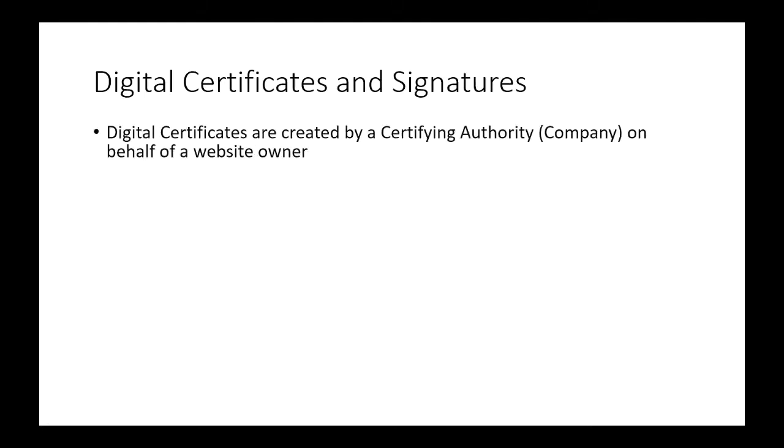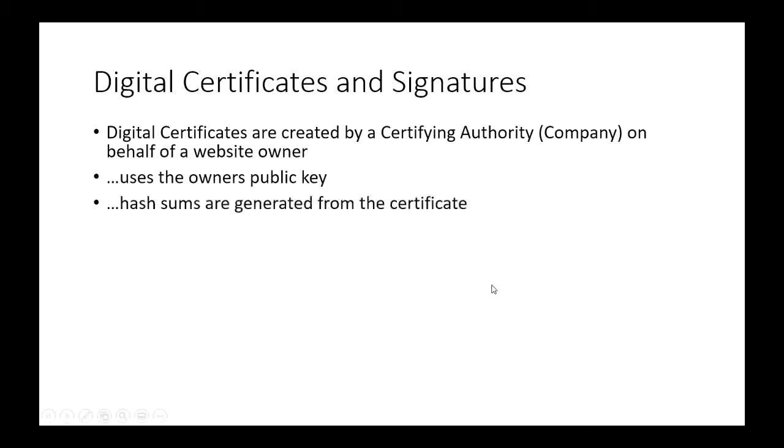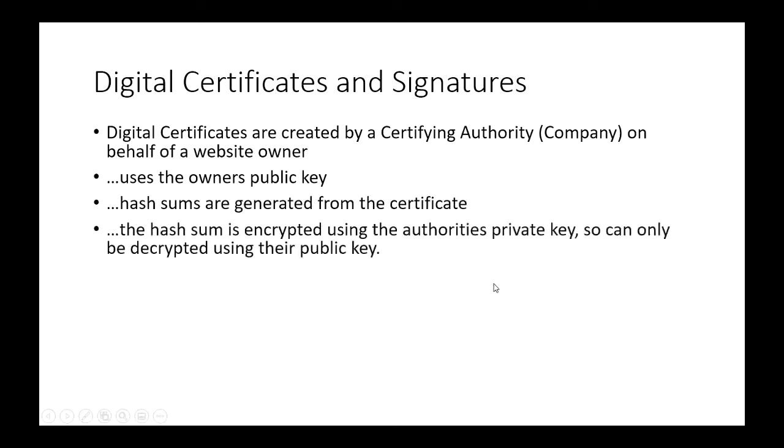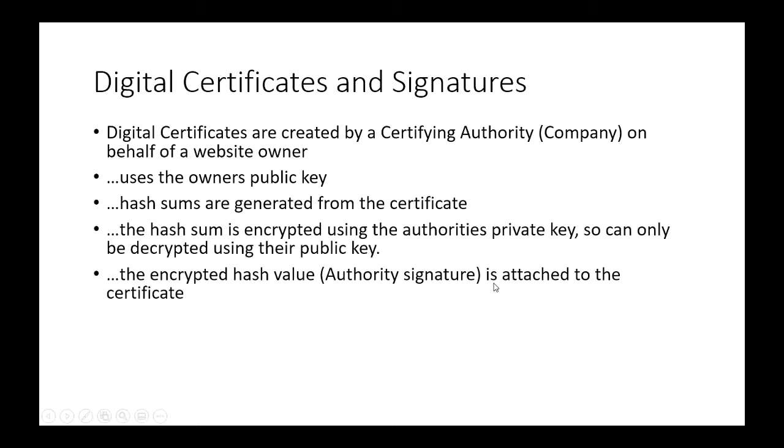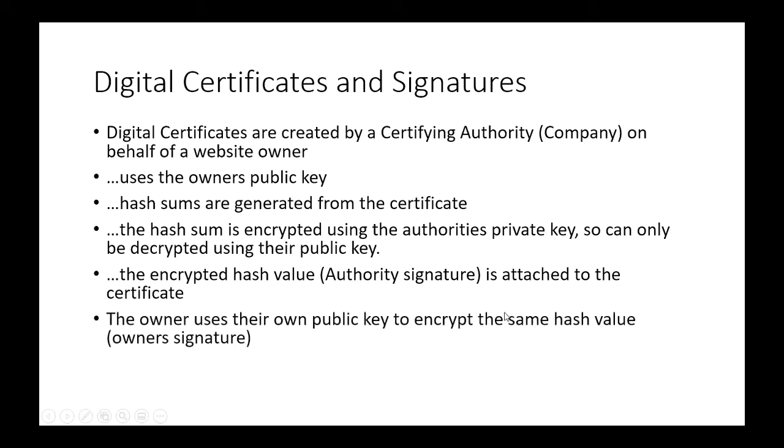Digital certificates and signatures. Digital certificates are created by a certifying authority or company on behalf of a website owner. It uses the owner's own public key. Hash sums are generated from the certificate. The hash sum is encrypted using the authority's private key, so it can only be decrypted by their public key. The encrypted hash value, the authority signature, is attached to the certificate. The owners use their own private key to encrypt the same hash value, which is the owner's signature, and this signature is also attached to the certificate.